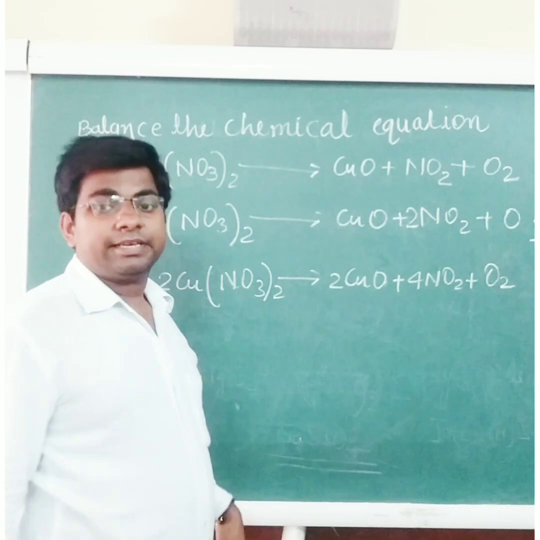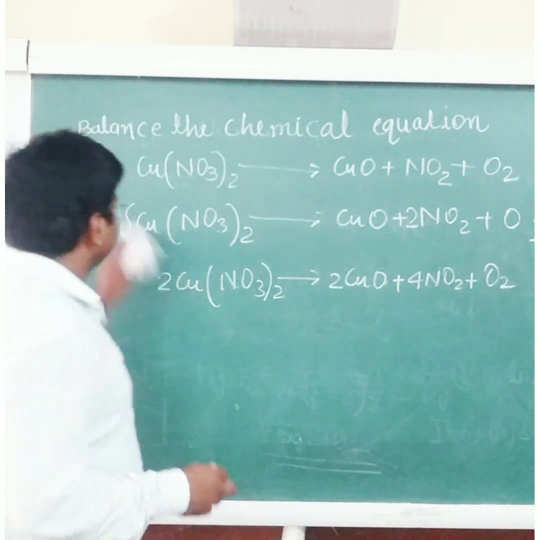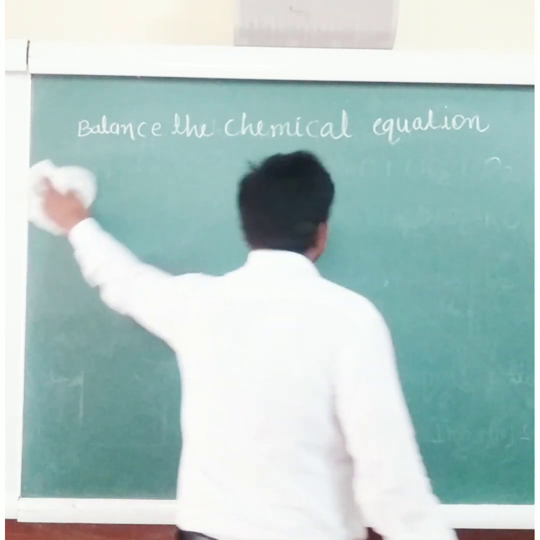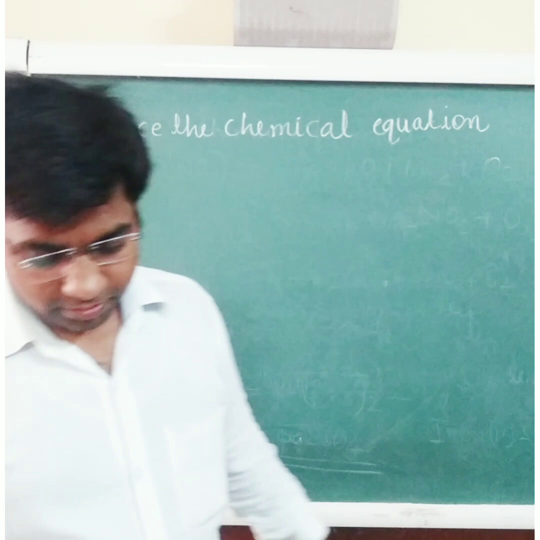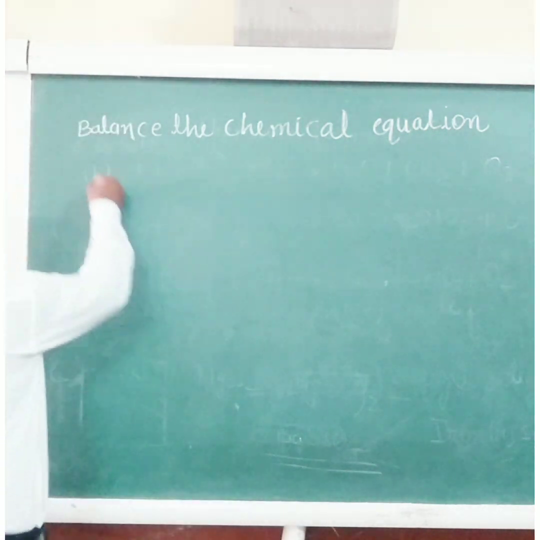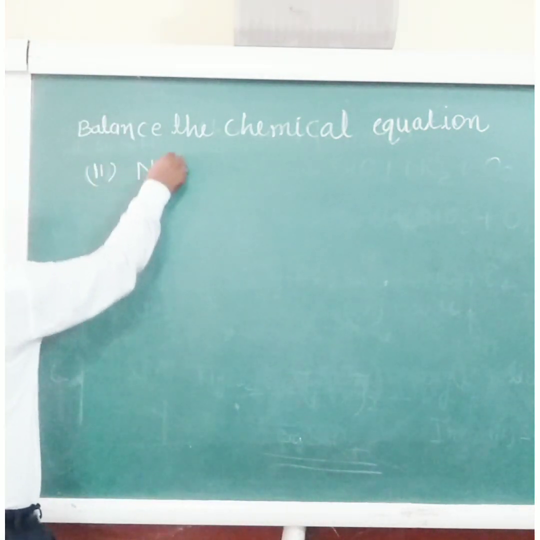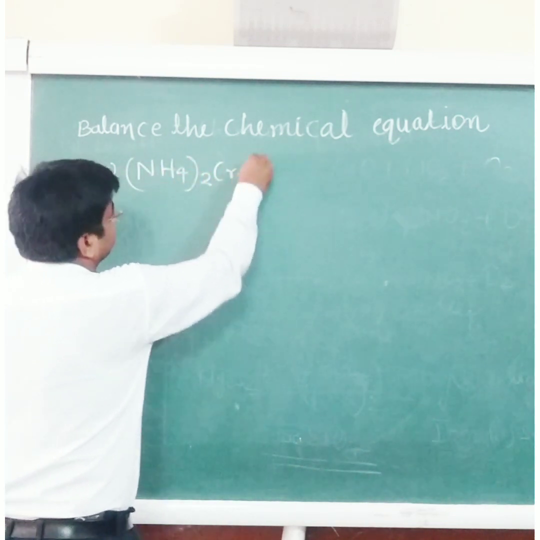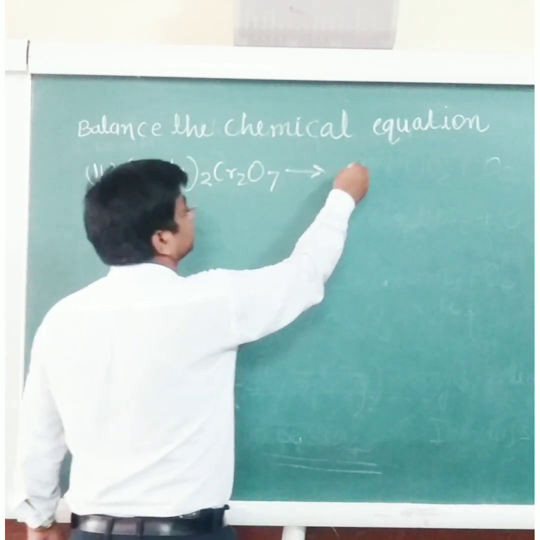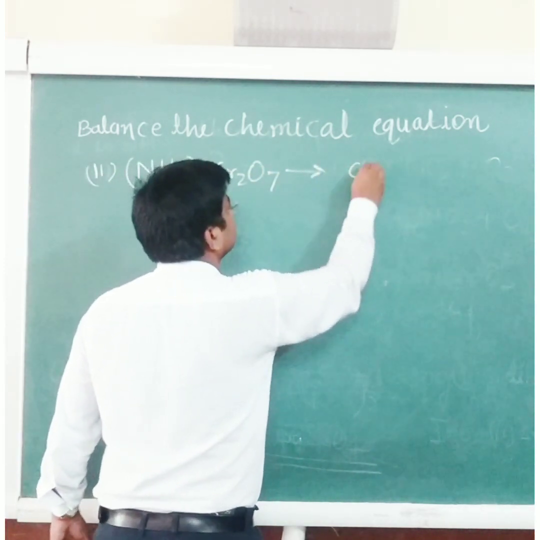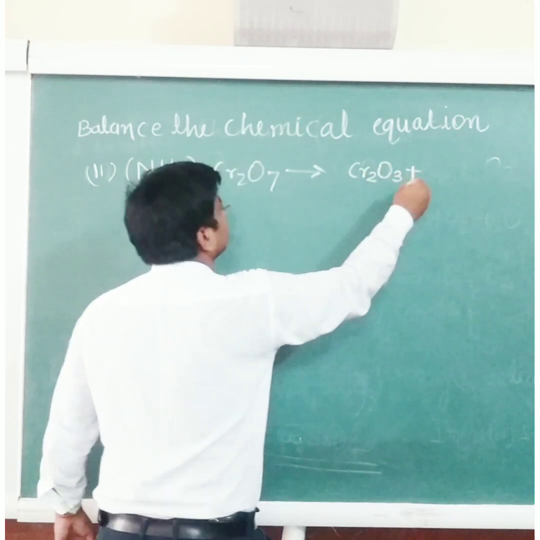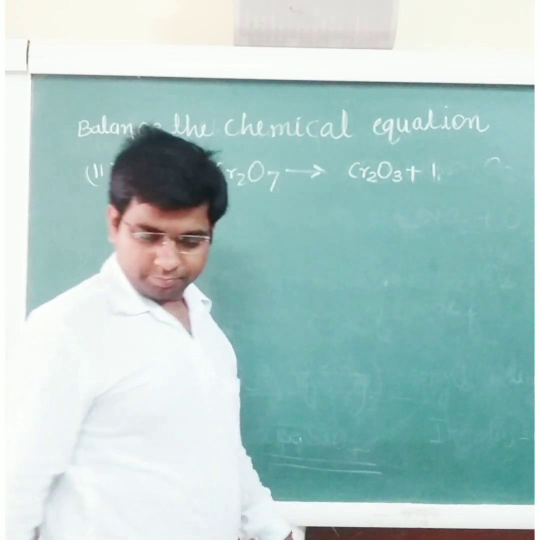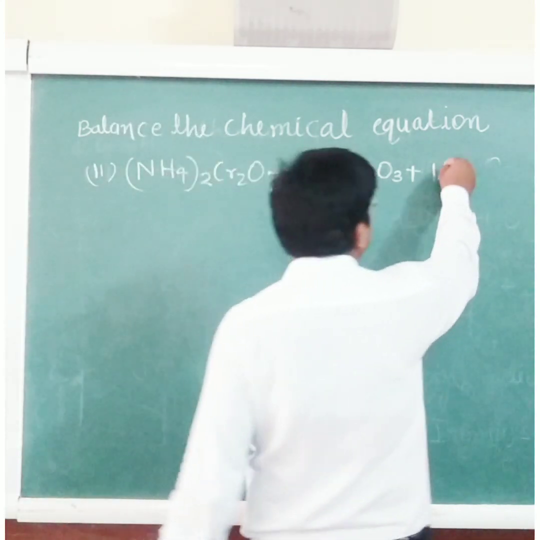Alright, so my second problem is heating of ammonium dichromate. Second problem, heating of ammonium dichromate: (NH4)2Cr2O7 equal to Cr2O3 plus H2O plus N2.